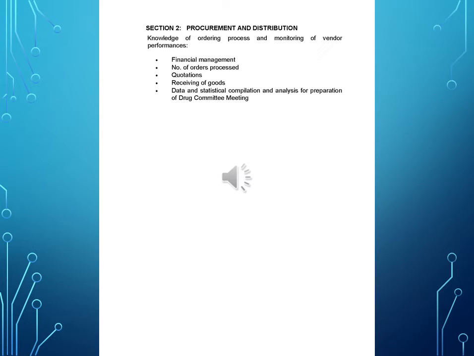Section 2. Procurement and distribution. Knowledge of ordering process and monitoring of vendor performances. Financial management of orders processed. Quotations. Receiving of goods. Data and statistical compilation and analysis for preparation of drug committee meeting.